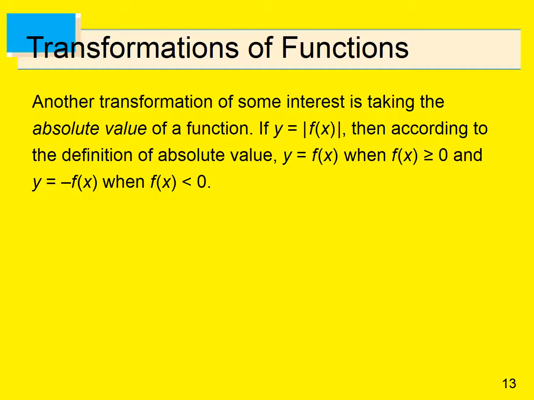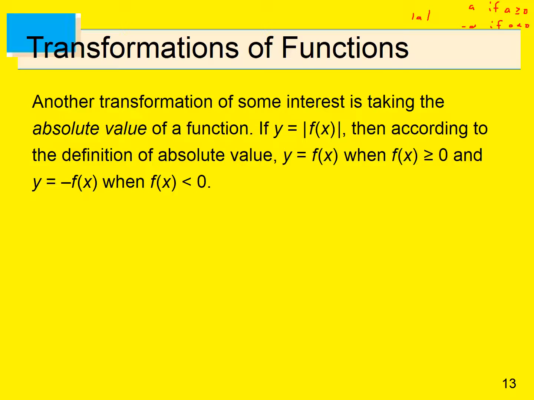Another transformation of some interest is taking the absolute value of a function. y equals absolute f of x. Okay, so you got a function, and then you're like, okay, what if we took the absolute value of it? Then according to the definition of absolute value, y equals f of x when f of x is greater than or equal to 0, and the negative of f of x when f of x is less than 0, right? Absolute value of a number a is a if a is greater than or equal to 0, and negative a if a is less than 0.